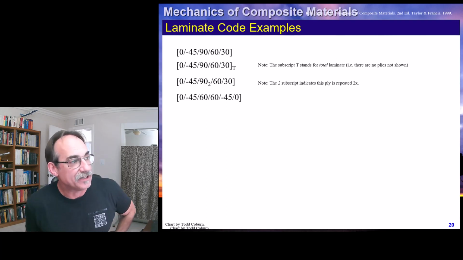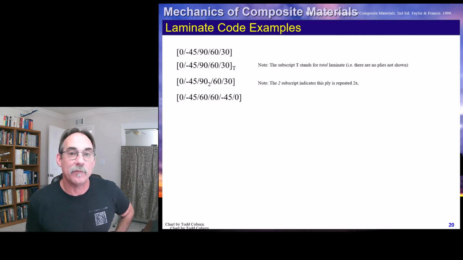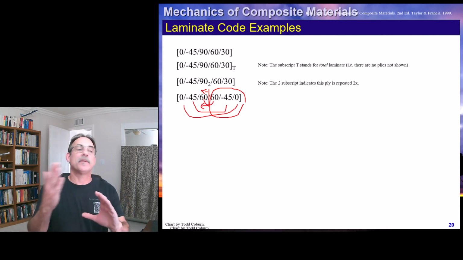So this is expanded notation. We could have used a 60 there in the middle with a 2. Or, you'll notice if you imagine a mirror right here reflecting this way, if this half of the laminate stood looking into the mirror, it would see exactly itself reversed. You'll notice this is symmetric. These are the same, these are the same, these are the same, which means this is symmetric about the middle.